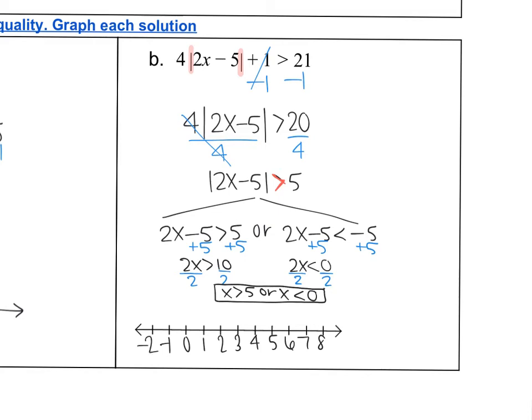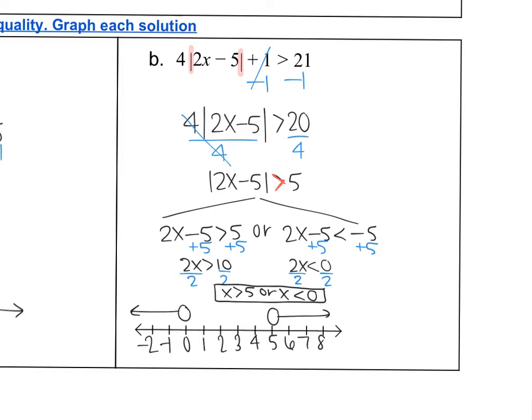And I'll put an open circle at 5 with an arrow to the right, an open circle at 0 with an arrow to the left. Remember, because it's an or problem, the arrows are pointing away from each other. We actually sometimes have another special case with inequalities.